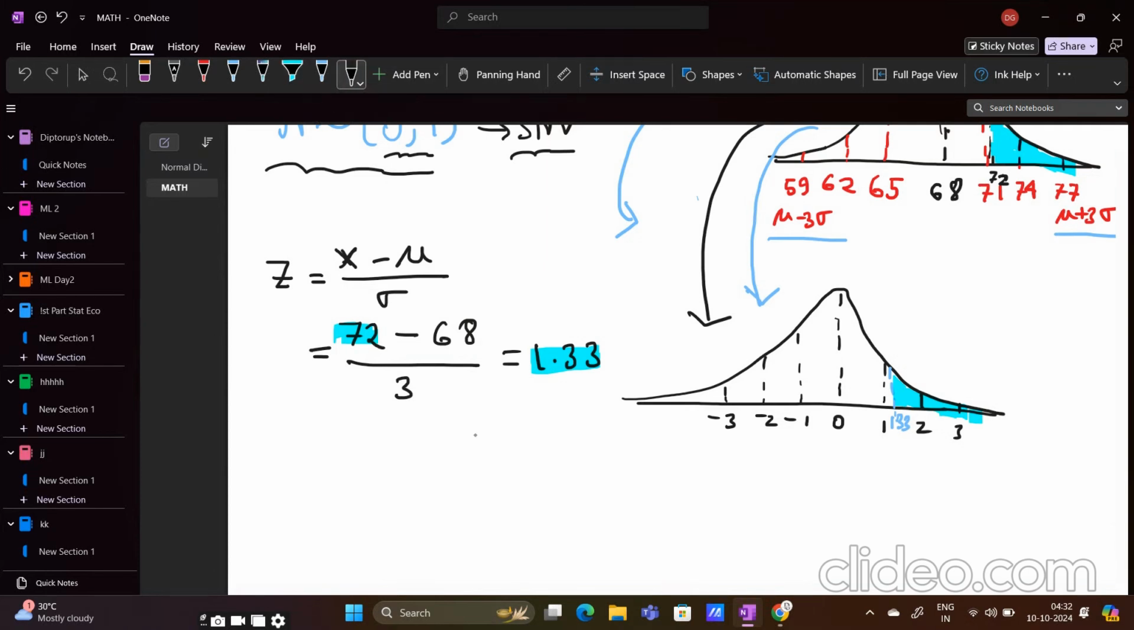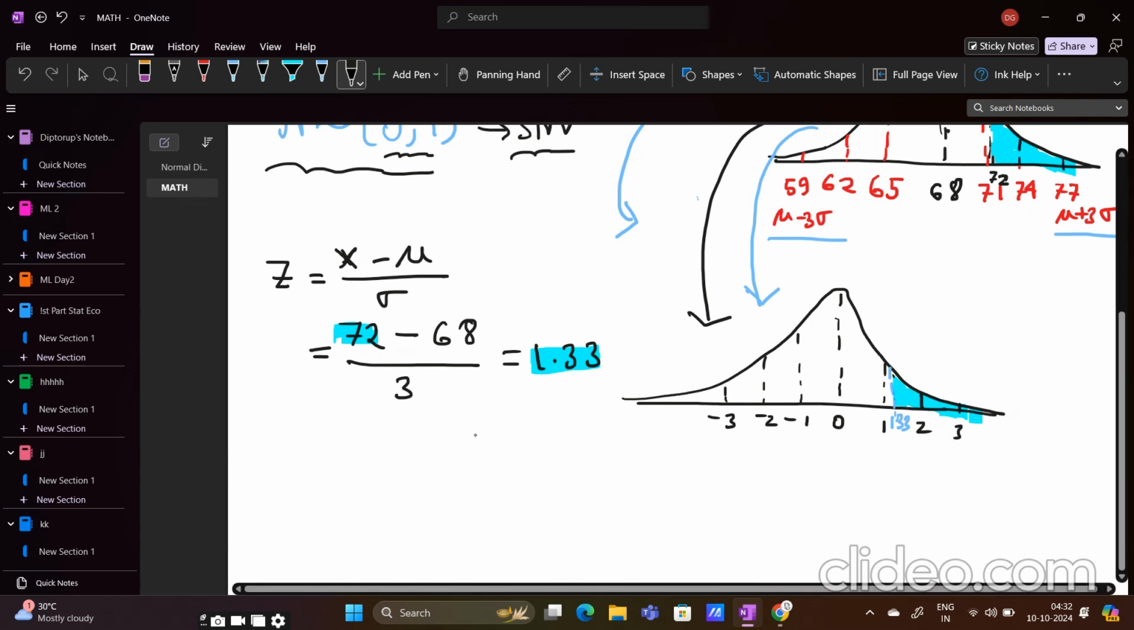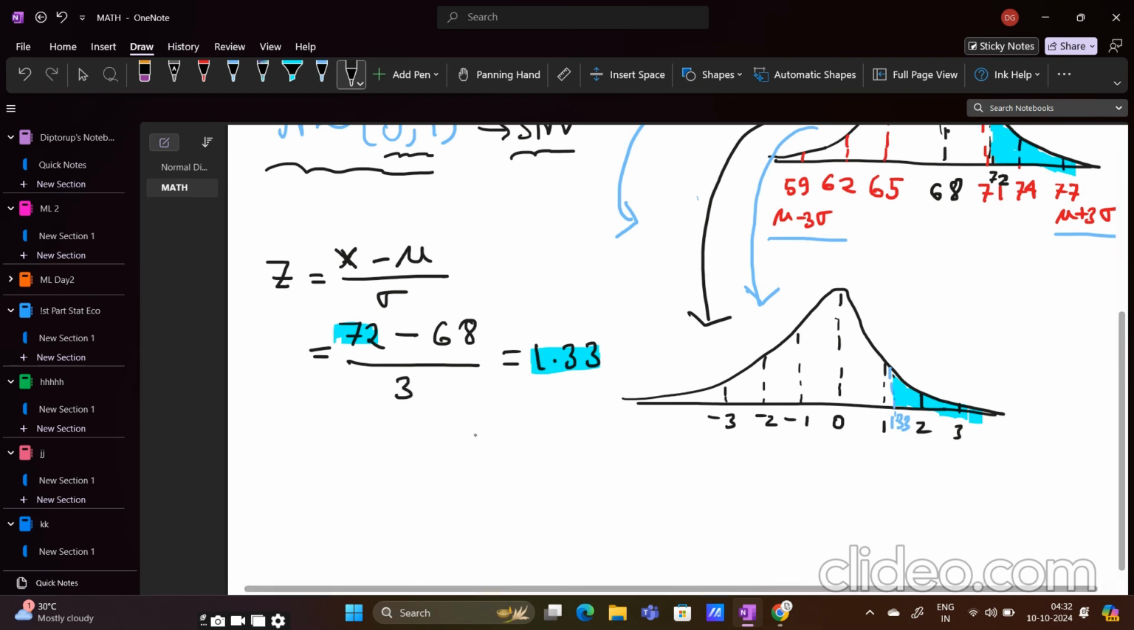Okay, so now what will you do? We have to calculate this area, which I have shaded in blue. For that we have a table that is already given to us, called the Z table. From that Z table we can calculate the area. Now let me open the Z table.